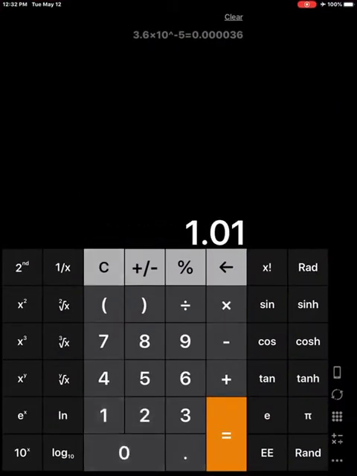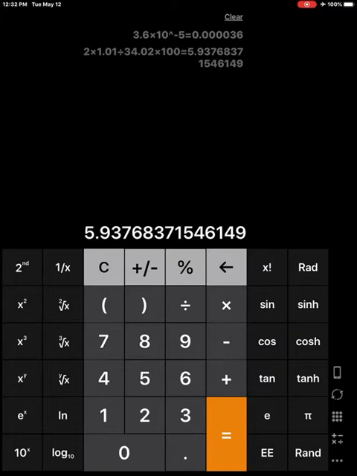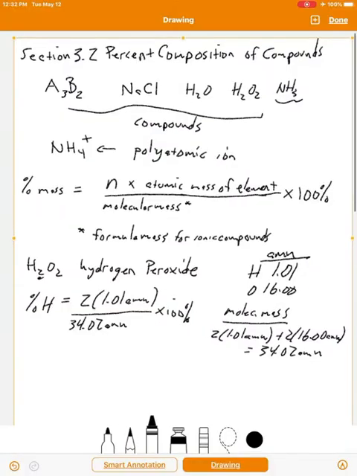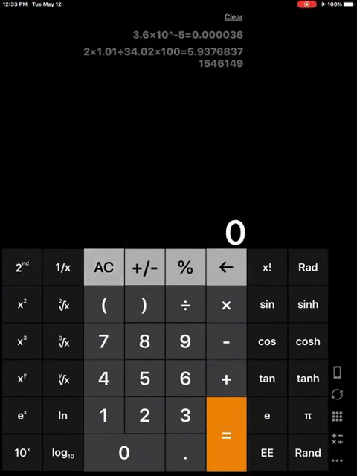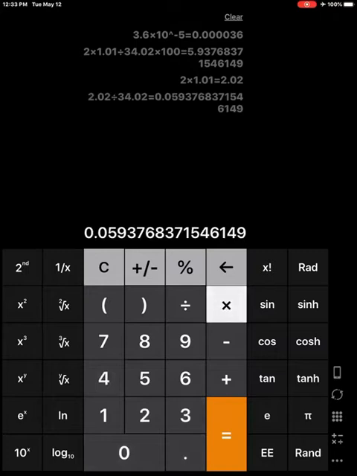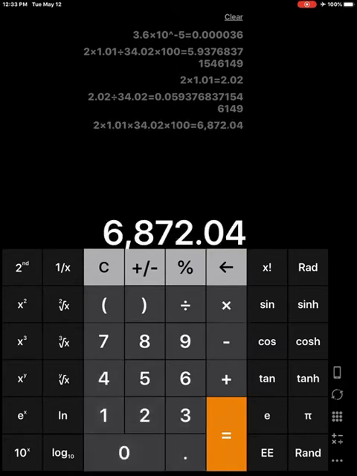So let's go ahead and calculate that. 2 times 1.01 divided by 34.02 times 100%, and you get 5.938. I'm going to check that again. I just want to make sure. So 2 times 1.01 divided by 34.02 times 100. Oops, let's try it again. 2 times 1.01 divided by 34.02 times 100. There we go.